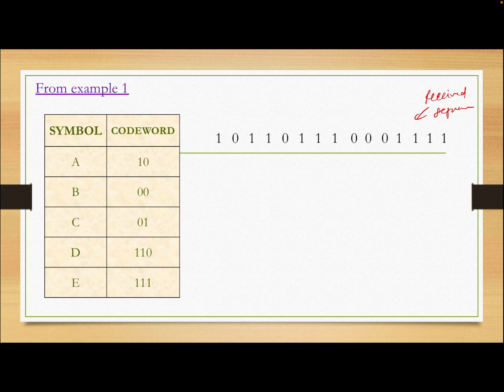Now we will decode quickly. We have the code words like this, and this is what we receive, the received sequence. If we receive bit 1, we don't know what it is. When we get 1, 1, we know that this is A. So we can decode instantaneously.